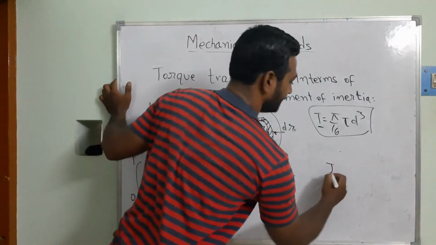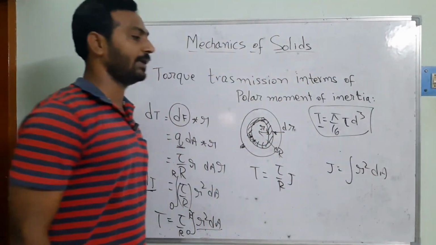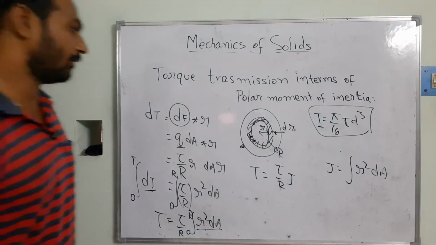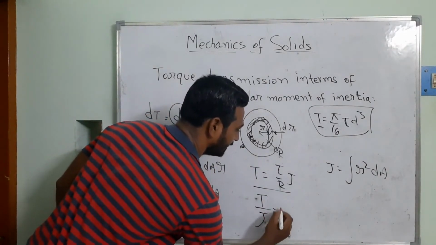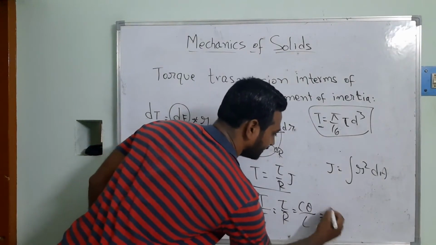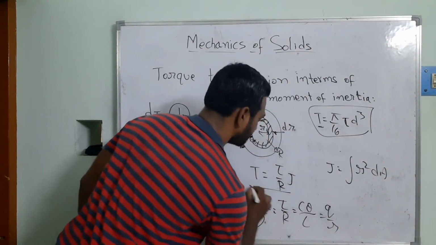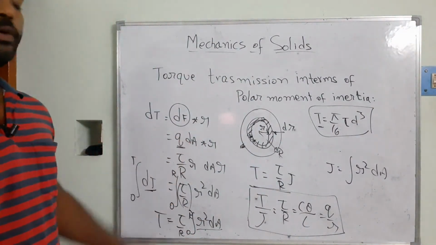J is nothing but the integral of r squared dA, which is the polar moment of inertia. Simplifying this equation, T by J is equal to tau by R, which is equal to C theta by L, which is equal to q by small r. This becomes your governing equation, from which we can find the unknown parameters.